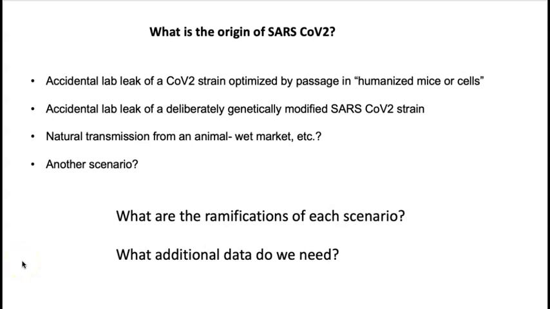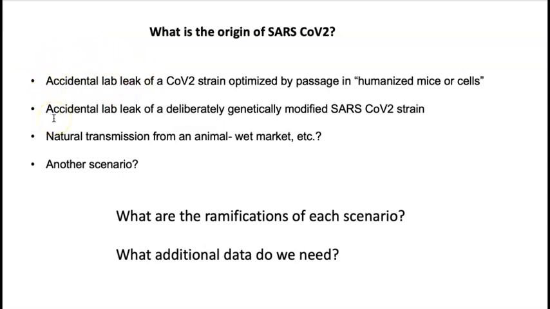So the question remains, what is the origin of SARS-CoV-2? Was this an accidental lab leak of a CoV-2 strain optimized by passage in humanized mice or cells? The data from Nikolai Petrovsky suggests that the virus at the very beginning was optimized for binding to human ACE2. So this bullet point is strongly favored by those data.